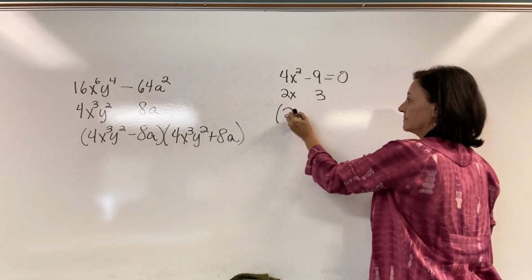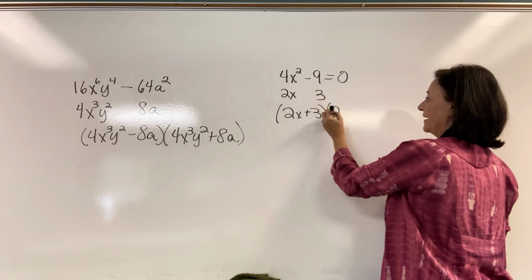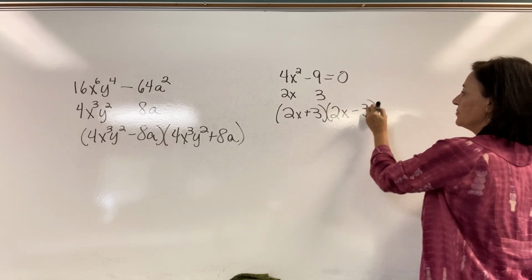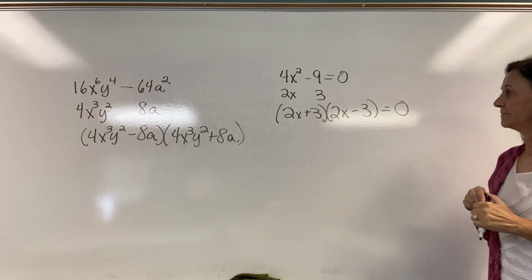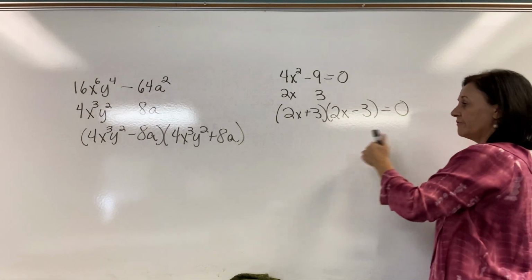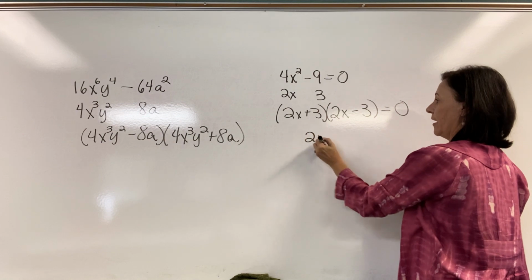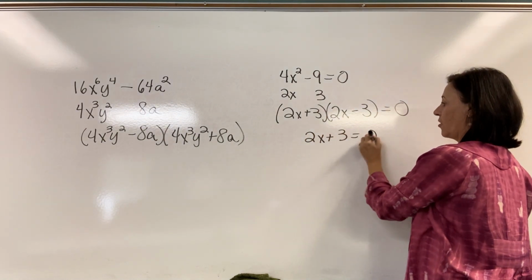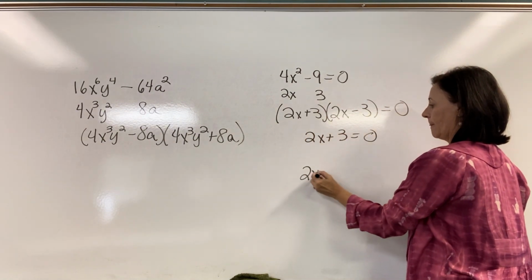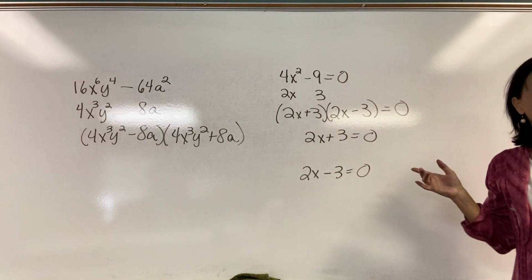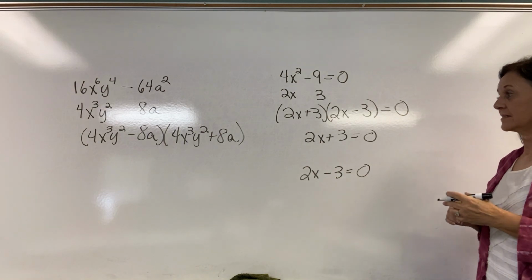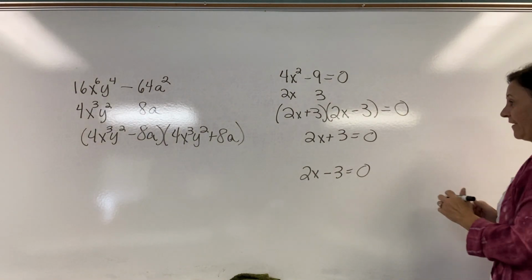2x plus 3 and 2x minus 3. That's correct. 2x plus 3, 2x minus 3, set it equal to 0. You set each factor equal to 0, and you solve for x. And I'm expecting my solutions for x to be conjugates, plus or minus the same value.